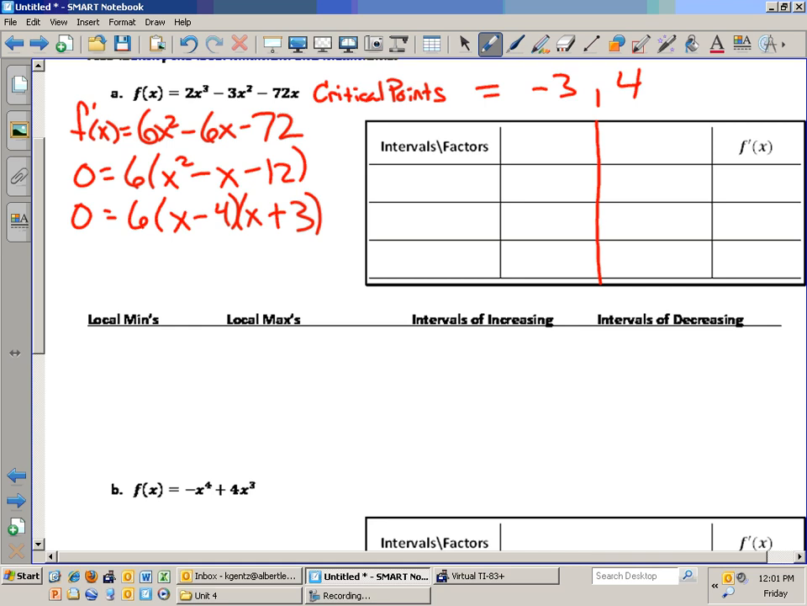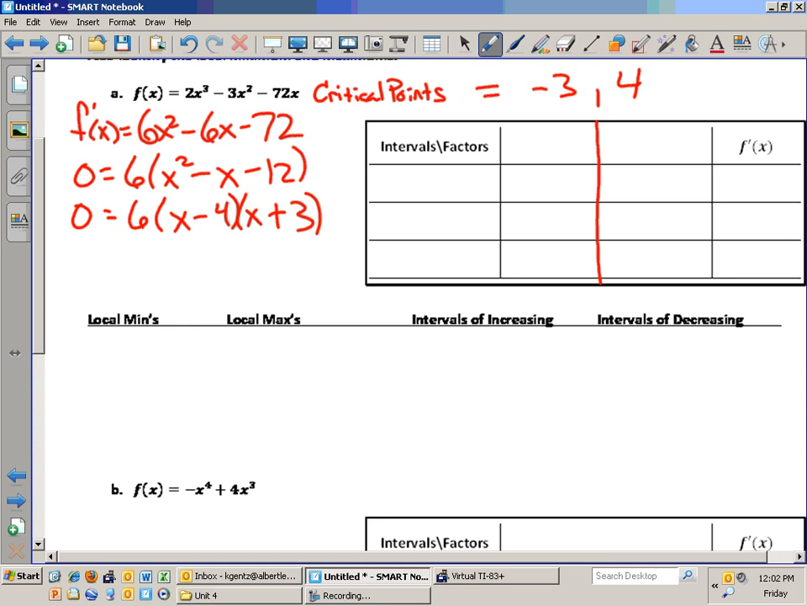Now, I've already given you guys somewhat of an organizer here, and I encourage you to do something like this. You don't have to actually draw the grid, but to help organize our data, in order to test to see where this function is increasing or decreasing, I break it up into certain intervals. The intervals change at the critical points.